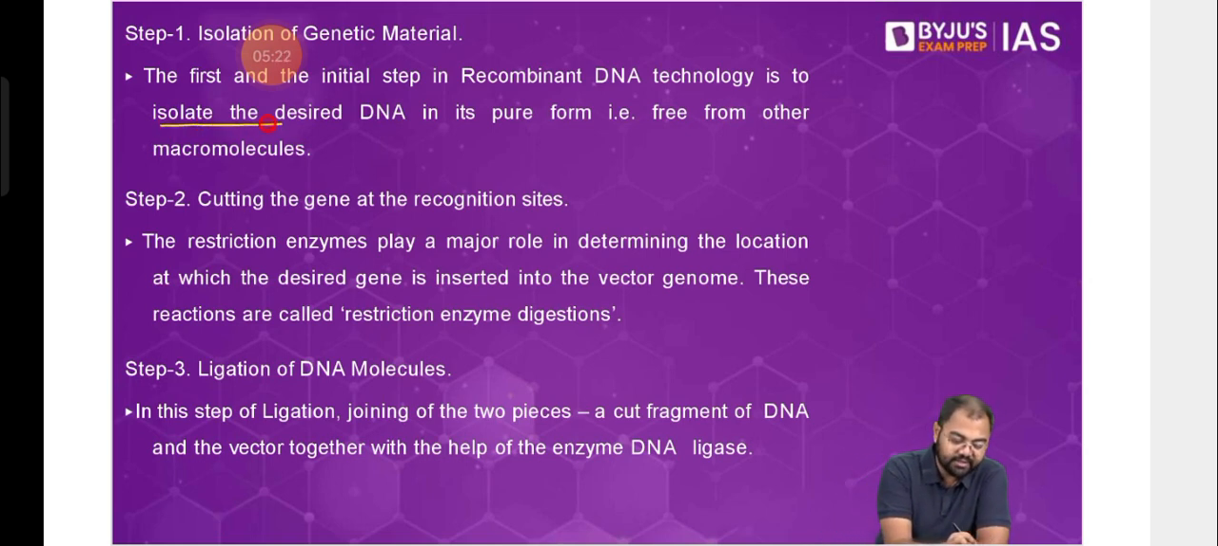So the first step is to isolate the desired DNA in its pure form. Then after that, cutting the genes at the restriction recognition sites.